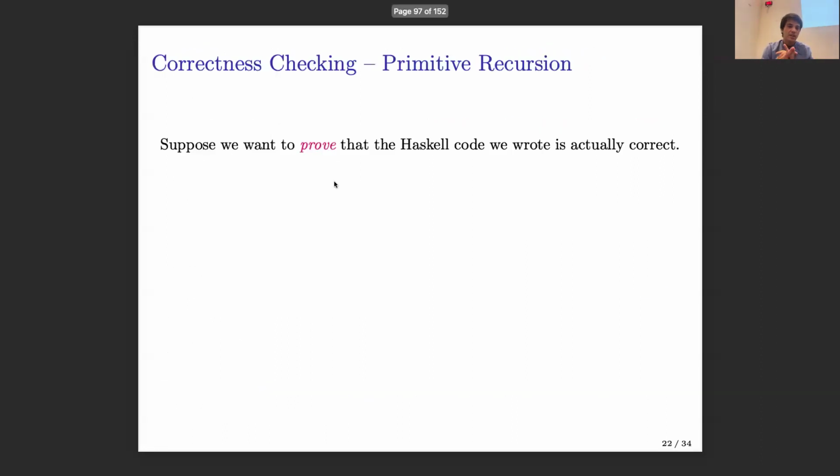Suppose we want to prove that our Haskell code we wrote is actually correct. Suppose you want your braking system to be certified to brake when you hit the brakes, right? I have a piece of software that's guaranteed to brake when you brake, and the Python programmer is like, we're pretty certain that this is going to brake when it brakes, right?